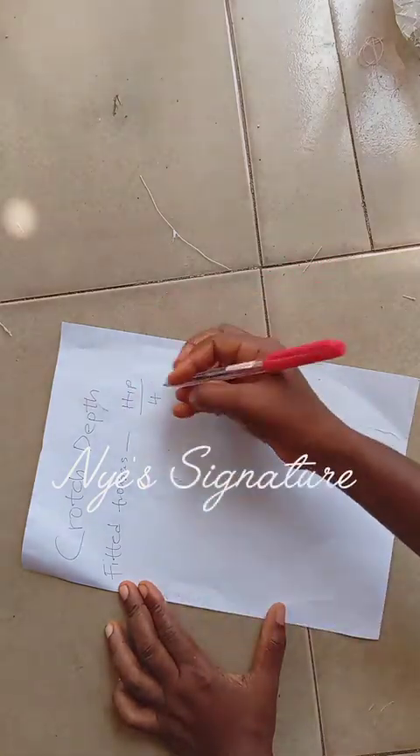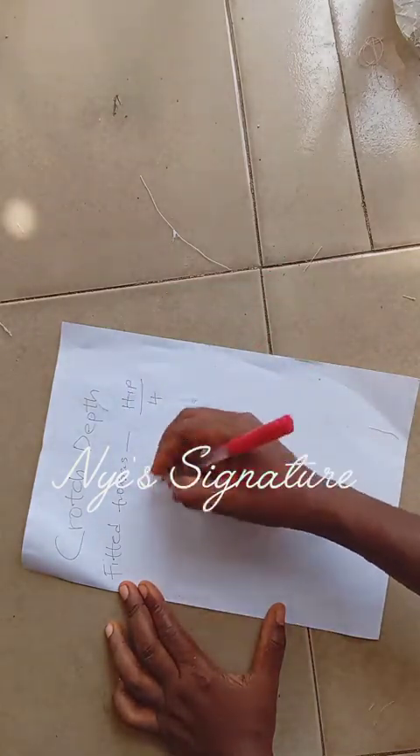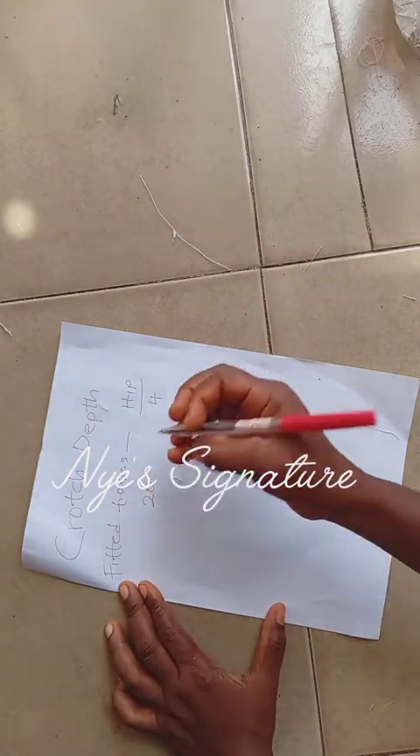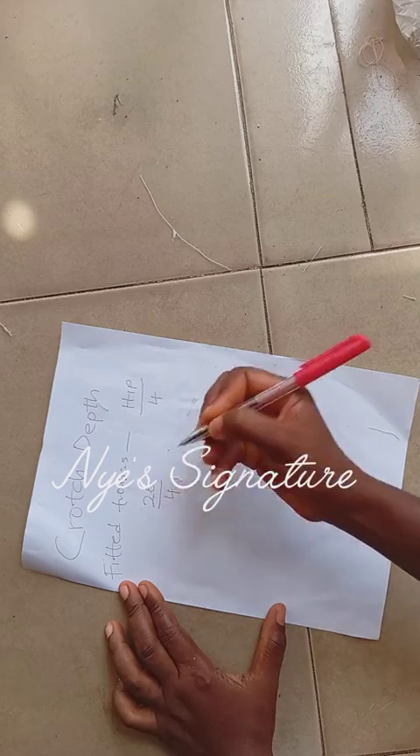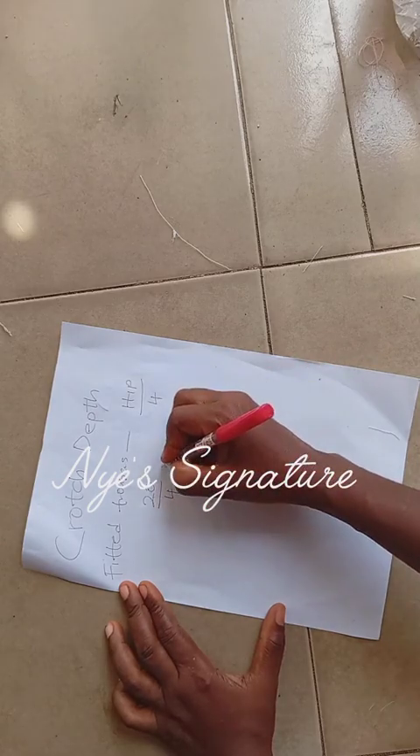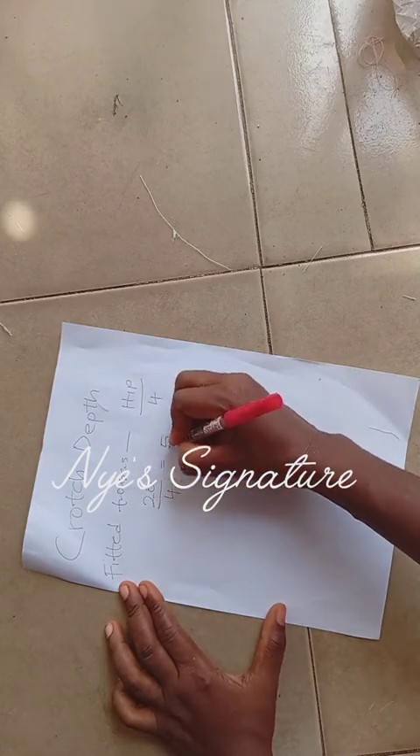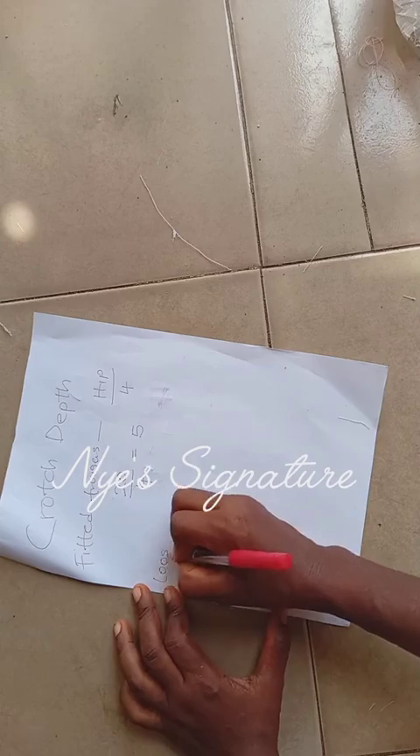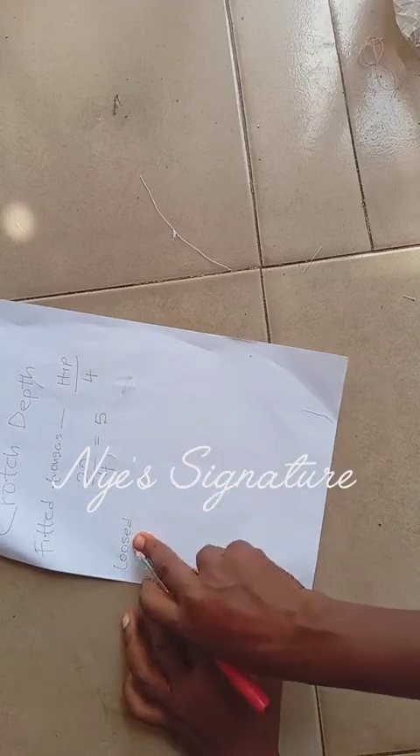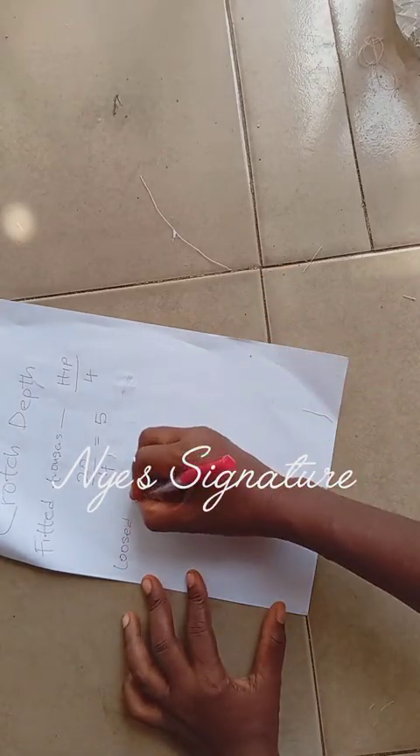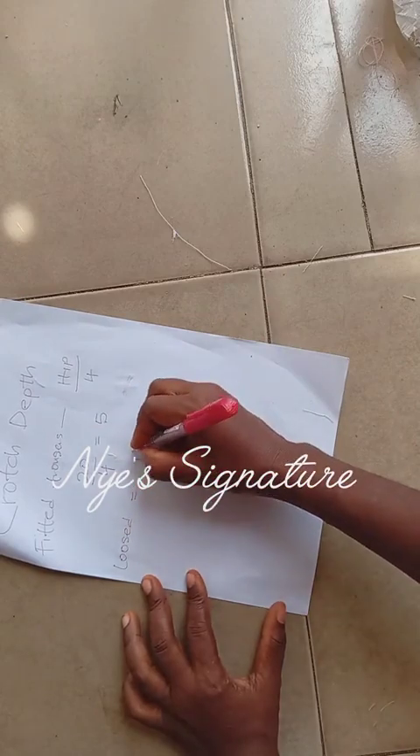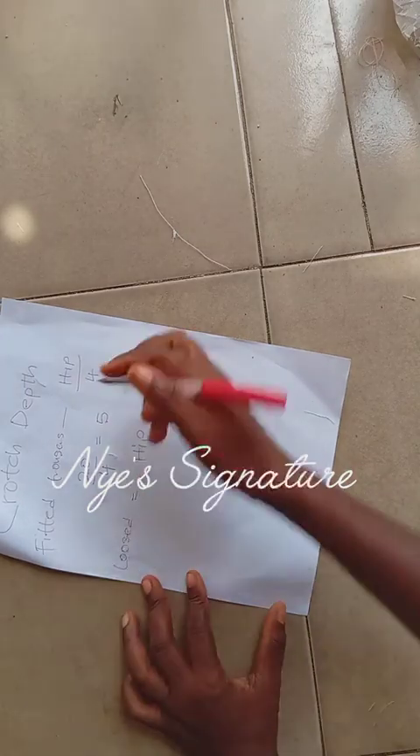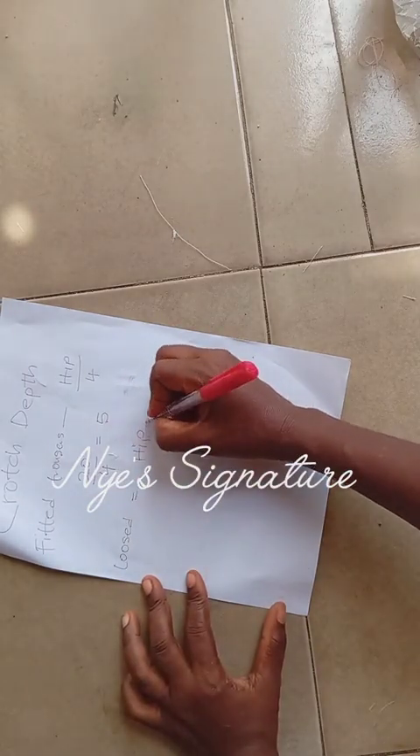The crotch depth of your trousers. For fitted trouser, the formula is your hip circumference measurement divided by 4. So if for instance your client's hip circumference is 20, you divide it by 4 and it gives you 5. For loose trouser, you also have another formula. So pay attention. The first one I talked about was the fitted trouser. Now is for loose trouser.